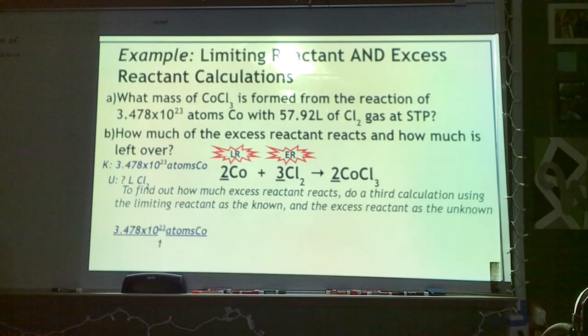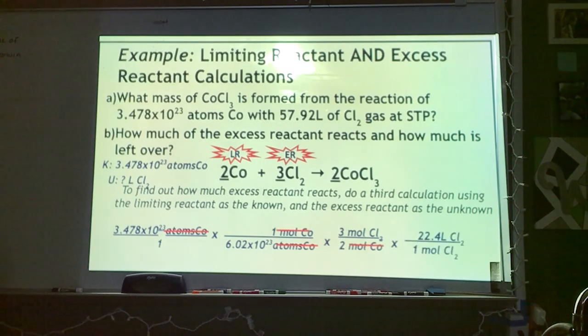Start with what we know, 3.47 times 10 to the 23rd. We put our Avogadro's number on the bottom with 1 mole. I then need to convert from moles of known to unknown. So 2 moles of cobalt with 3 moles of chlorine. And then I need to put this into liters. So I'm going to end with 22.4 at the top and then have our 1 mole on the bottom. So we're going to multiply across the top, get your answer, multiply across the bottom, get your answer. Divide those two answers to get your final answer of 19.41 liters of chlorine.